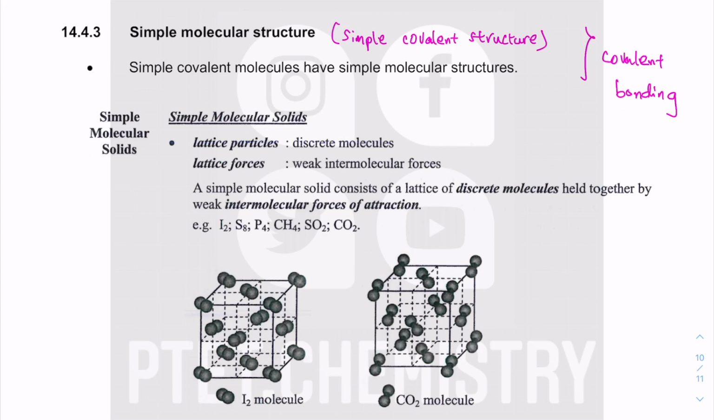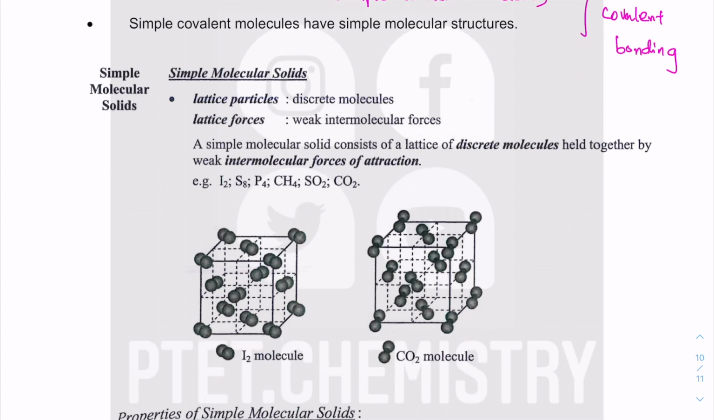Okay, so in terms of a simple molecular solid, discrete means individual. Previously you have heard of H2, what else? Cl2, HCl, H2O, NH3, CH4.